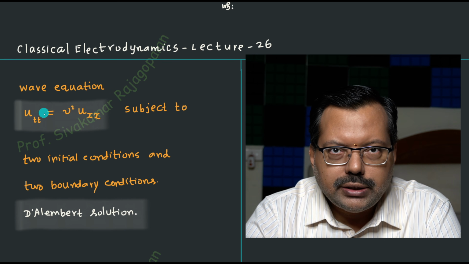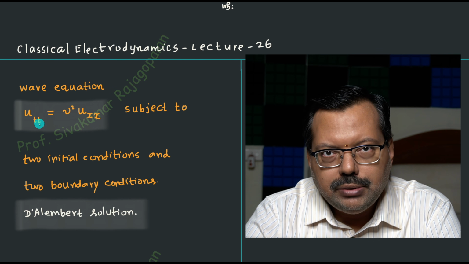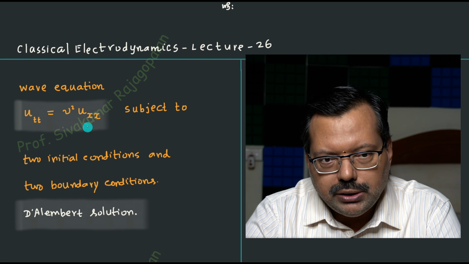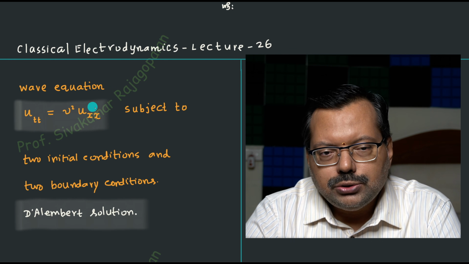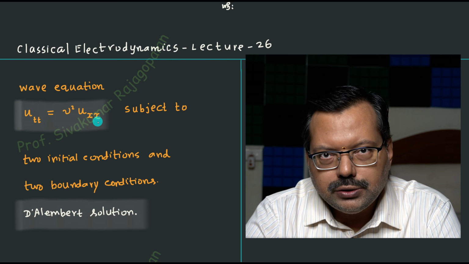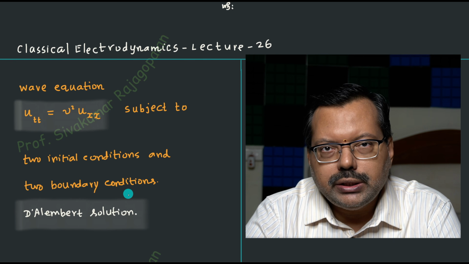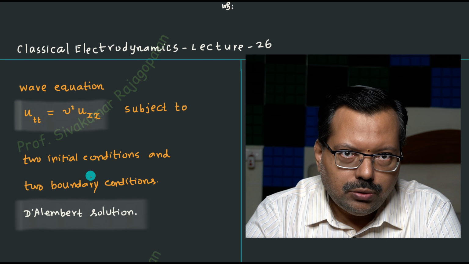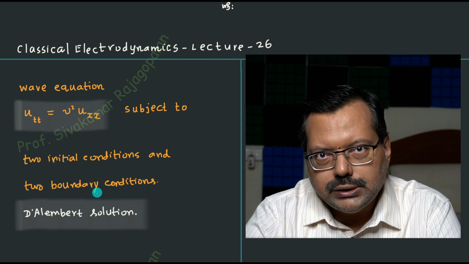Because this is a second order time derivative, you need 2 conditions. For time derivatives, you need initial conditions. For space derivatives, with respect to x, y and z, because you have the second order partial derivative with respect to space, we need 2 conditions, and because this is space, you need boundary conditions. So that means 4 conditions are required, out of which 2 must be initial conditions and 2 must be boundary conditions.